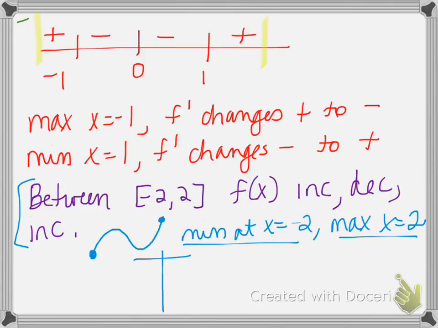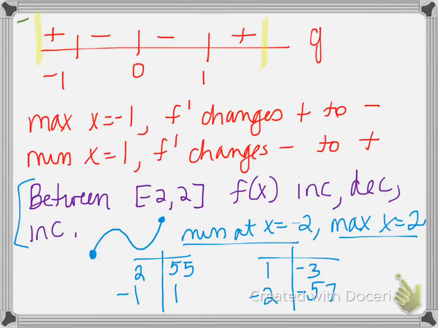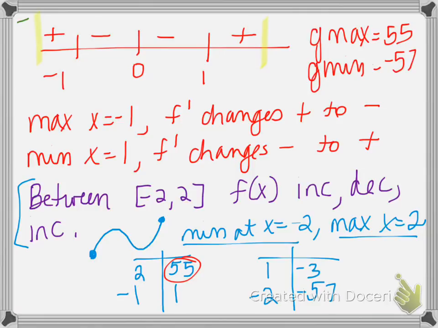I'm going to go ahead and just make two charts so that I don't run off the screen. Here's our maxes. Here's our mins. Go ahead and plug those values into the original equation. And then my final answer, I'll write up here at the top. Global max is 55 because 55 is bigger than 1. Global min is -57 because -57 is the smallest.